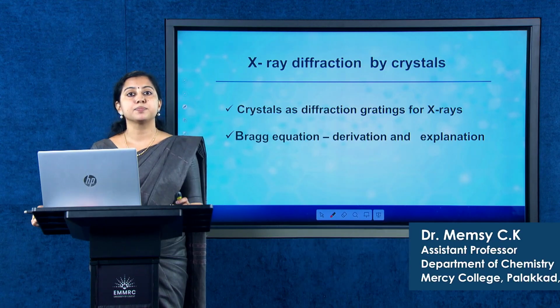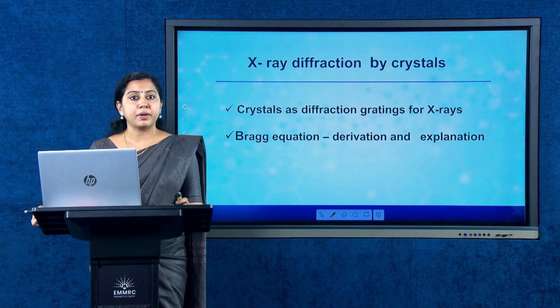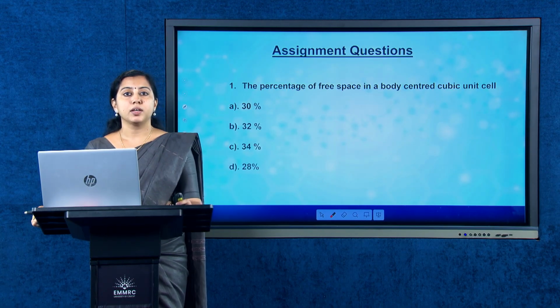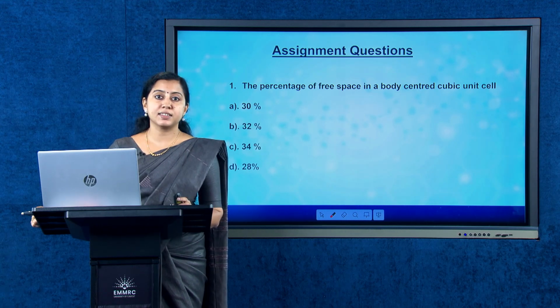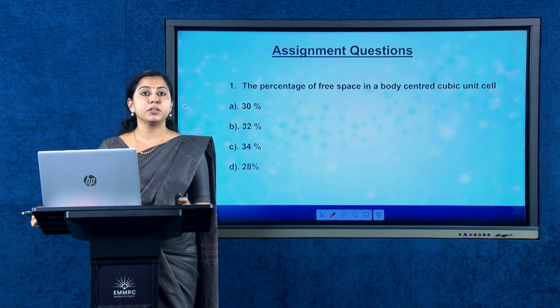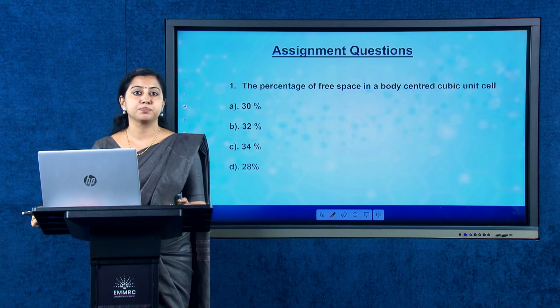for X-rays depends upon a famous equation or law called Bragg's equation or Bragg's law. So, in this session we will also see how to derive Bragg's equation and what is its significance. Before moving on to today's session, let's discuss the answers for the assignment questions of the previous class.